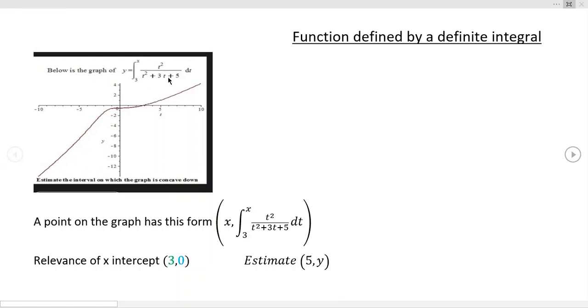Now, the important thing to understand about this, and it took me a while to get it, is that what you see here, this integrand, t squared over t squared plus 3t plus 5, is just the integrand. This is not the graph of that rational function. It's the graph of the integral point by point by point. And I struggle with that, but literally a point on the graph of this function has an x-coordinate that looks like this, and a y-coordinate that looks like what I've highlighted. Now, that's a complicated y-coordinate. Think if you had to do this by hand.